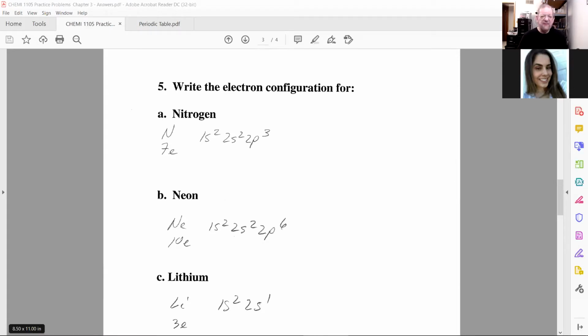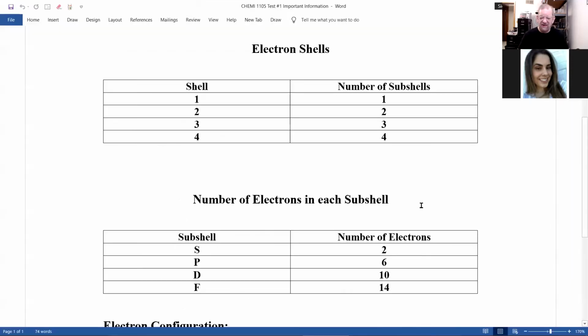All right, thumbs up, people. Everybody see the table, electron shells and number of electrons in each subshell? Probably not. And the answer is you should. Now do you see it? Thumbs up, people. Help me out. Now do you see it? Yes, you do. Thank you. Zoom told me all this time you were seeing it, and it's not always honest.